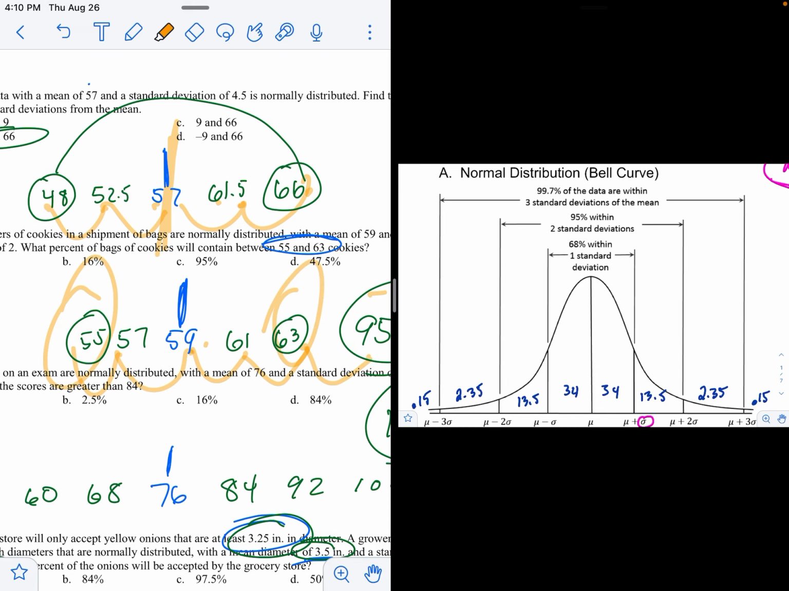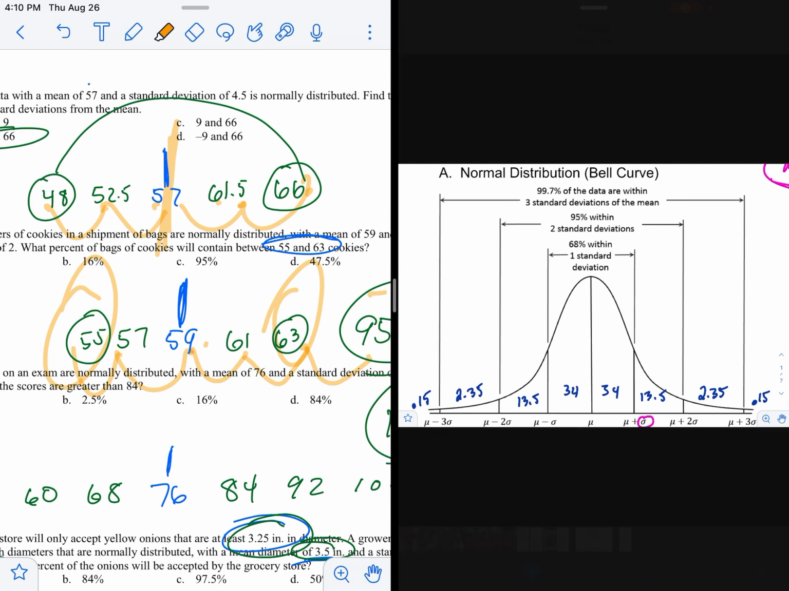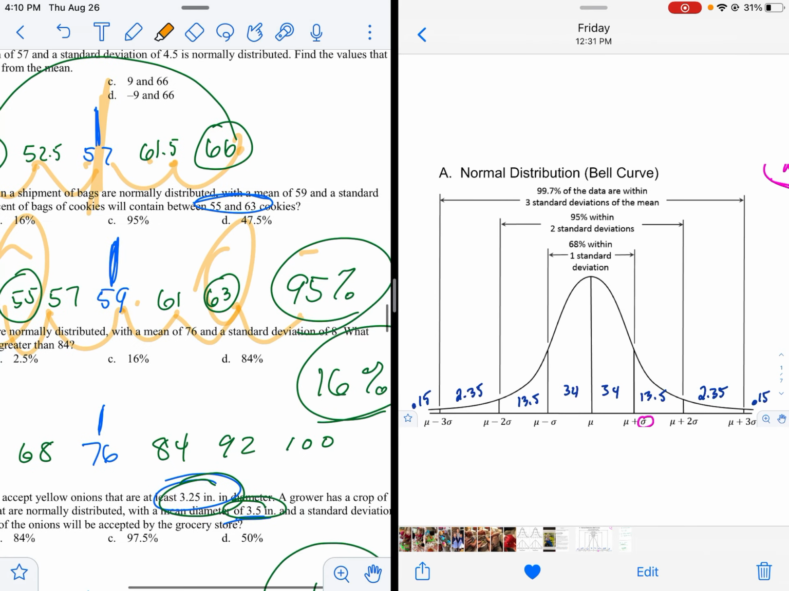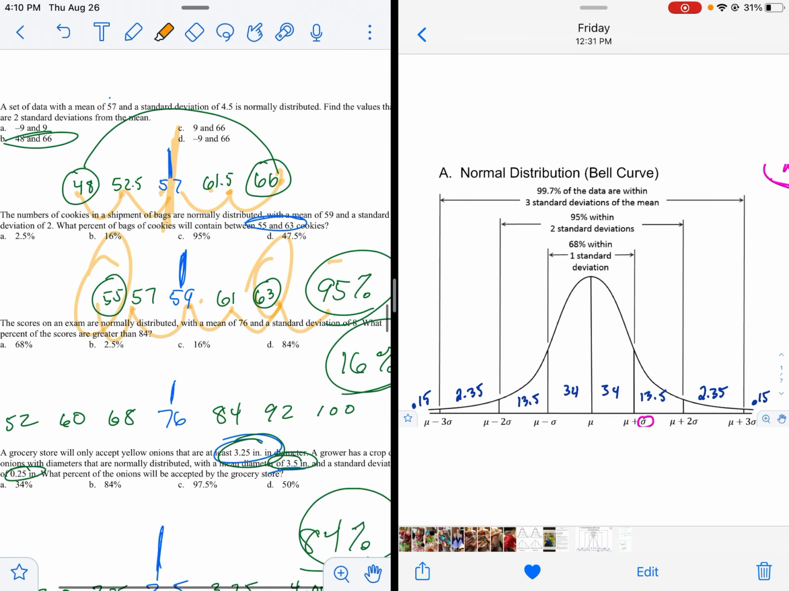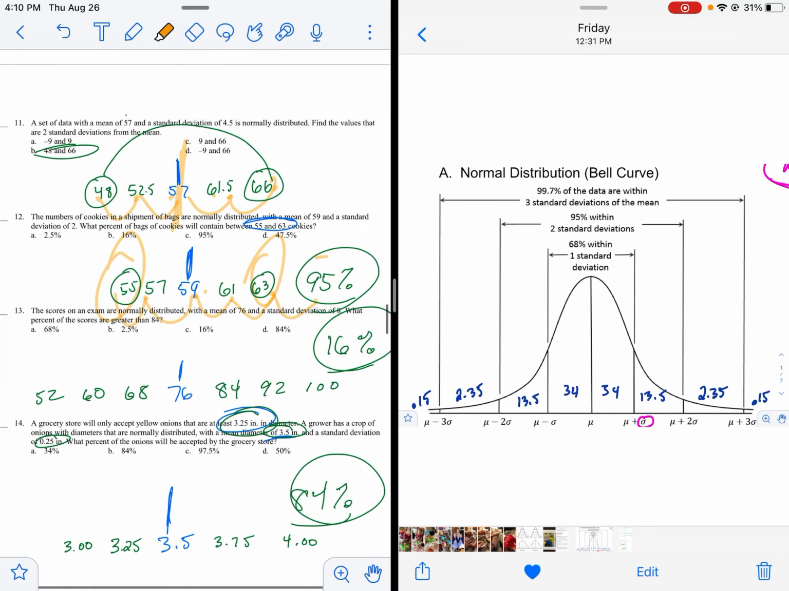Now go to your picture to the right. From the mean, 1, 2 jumps. From the other mean, 1, 2. So we're going to add up 13.5 plus 34 plus 34 plus 13.5. You get 95. That number is also at the top.